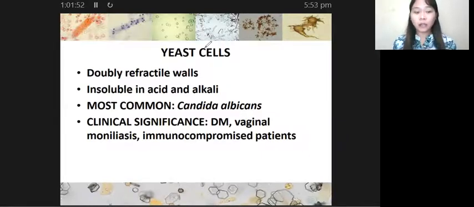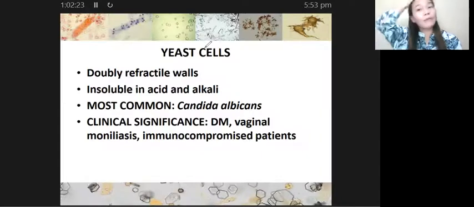Alright, so take note that your yeast cells are insoluble in acid and alkali. That's why, in order to differentiate your yeast cells from your RBCs, which are commonly mistaken as the same sediment, you can make use of acetic acid. Your yeast cells are insoluble in acetic acid as compared to your RBCs, which are soluble in acetic acid. The most common yeast cell observable in your urine sample is Candida albicans.